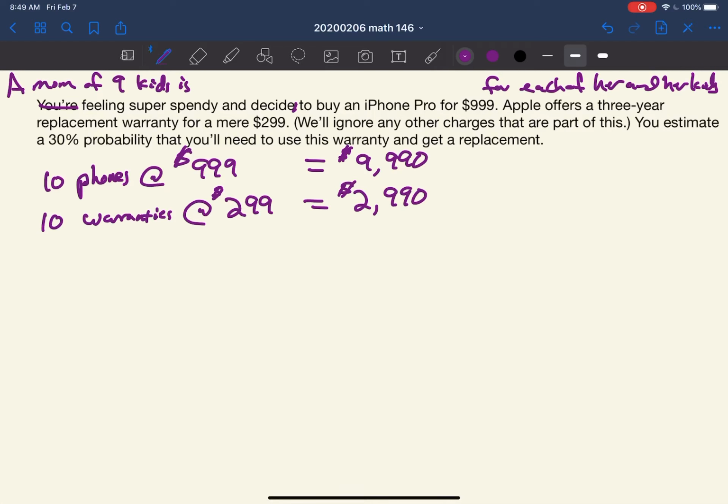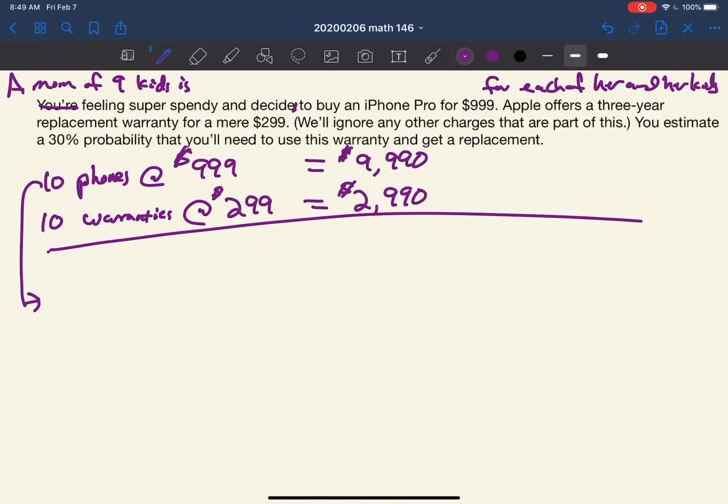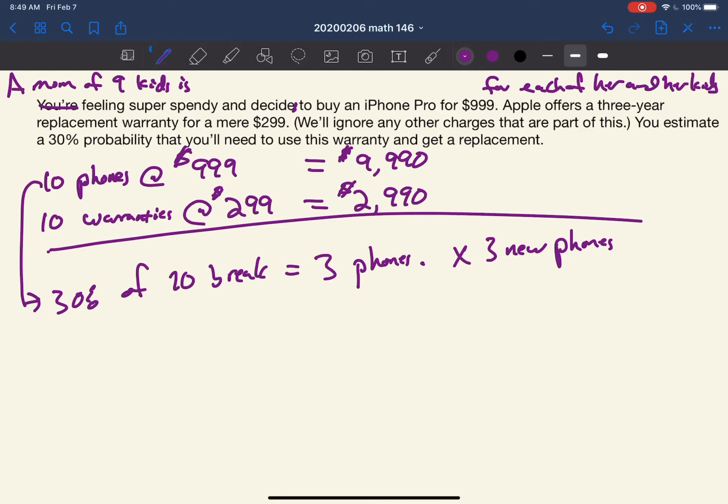So, out of those 10 phones, we're going to say that 30% of the 10 break, giving 3 phones that break. So she gets back 3 new phones, each one being worth $999. So she gets back $2,997 worth of phones.